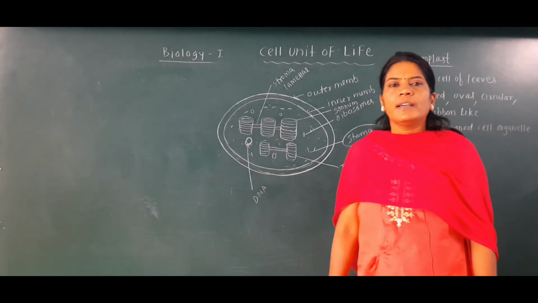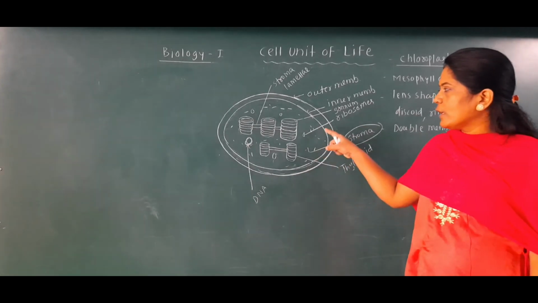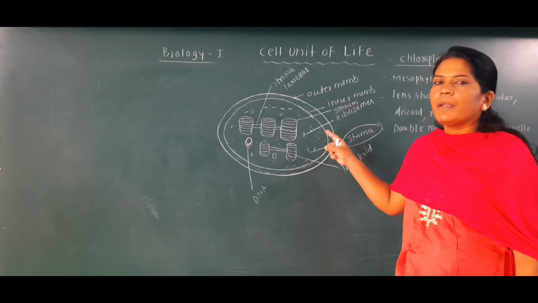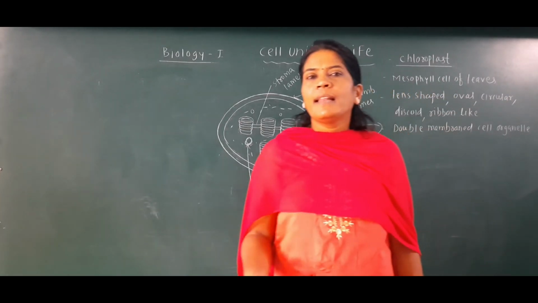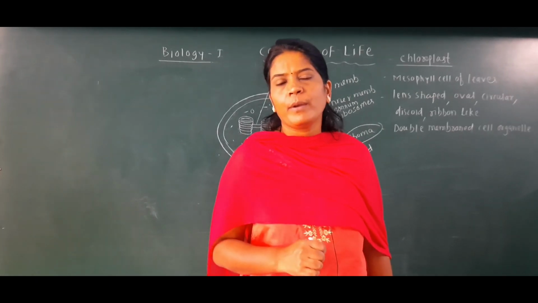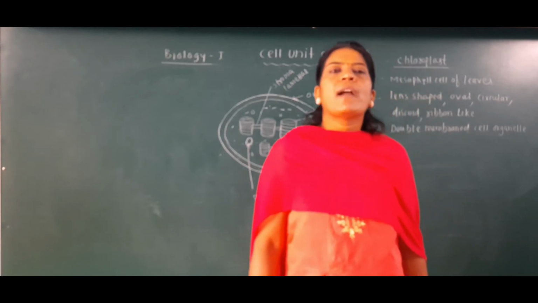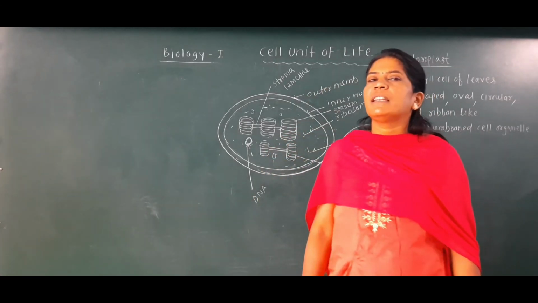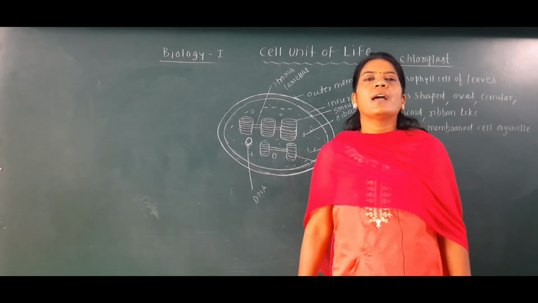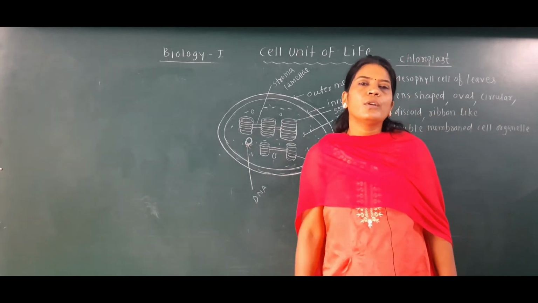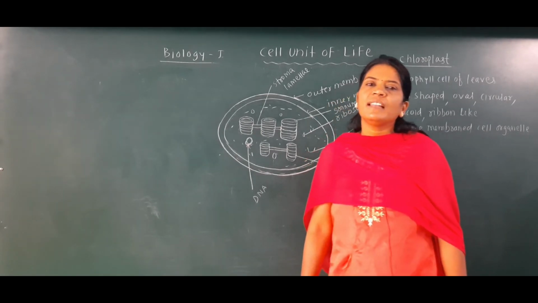Now here outer and inner membranes are there, but the important thing we have to remember is that this inner membrane of the chloroplast is less permeable as compared to the outer membrane, because the outer membrane of the chloroplast is more permeable while the inner membrane of the chloroplast is less permeable. Less permeable means it does not allow all the molecules to come in or go outside easily through it. That is called less permeable.